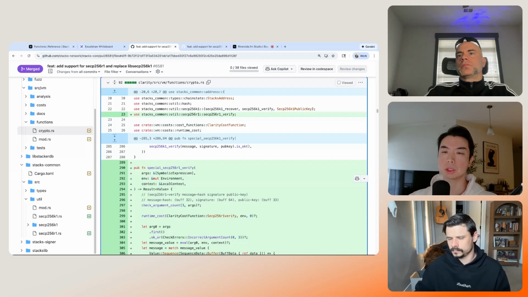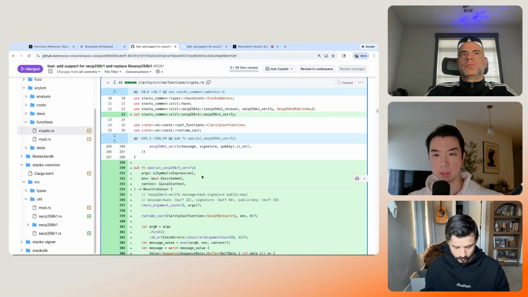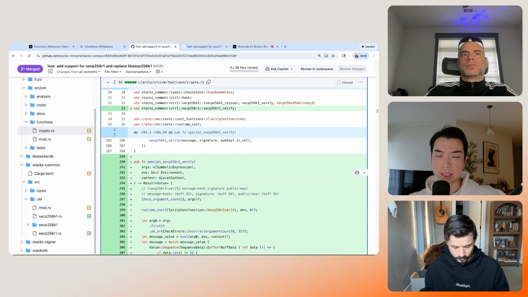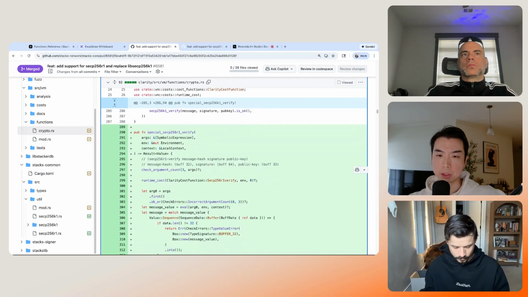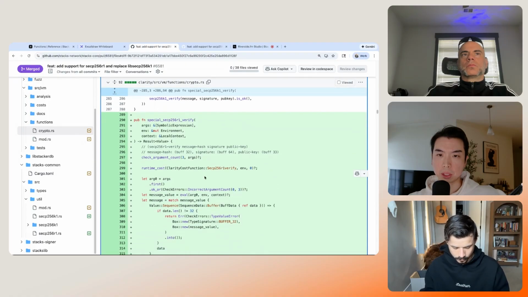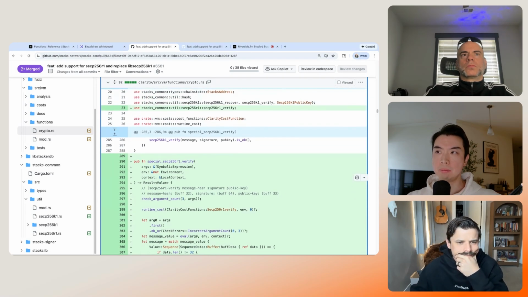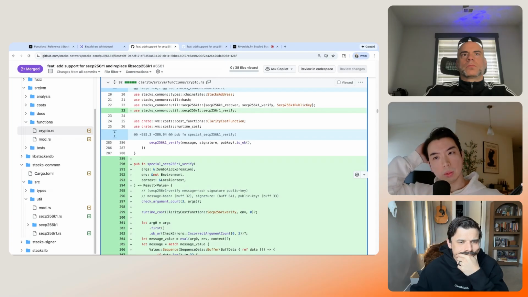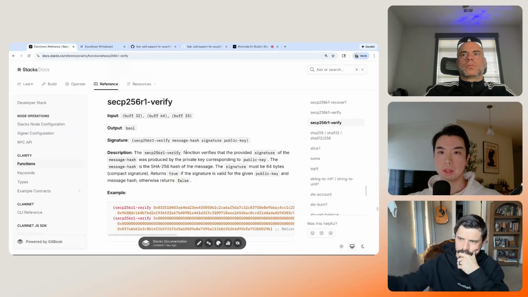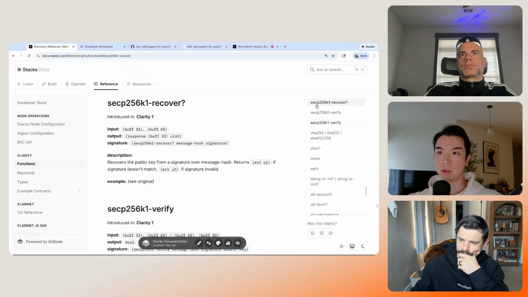Gotcha. Okay, interesting. Right here, what we're looking at is the actual implementation of the new method in Clarity. It takes in three arguments. It has a bunch of check statements to make sure that the arguments are typed correctly, which then get passed to that library we were talking about. And so you're saying this new library, the Rust Crypto library, supports both the R1 functions and the K1 functions.